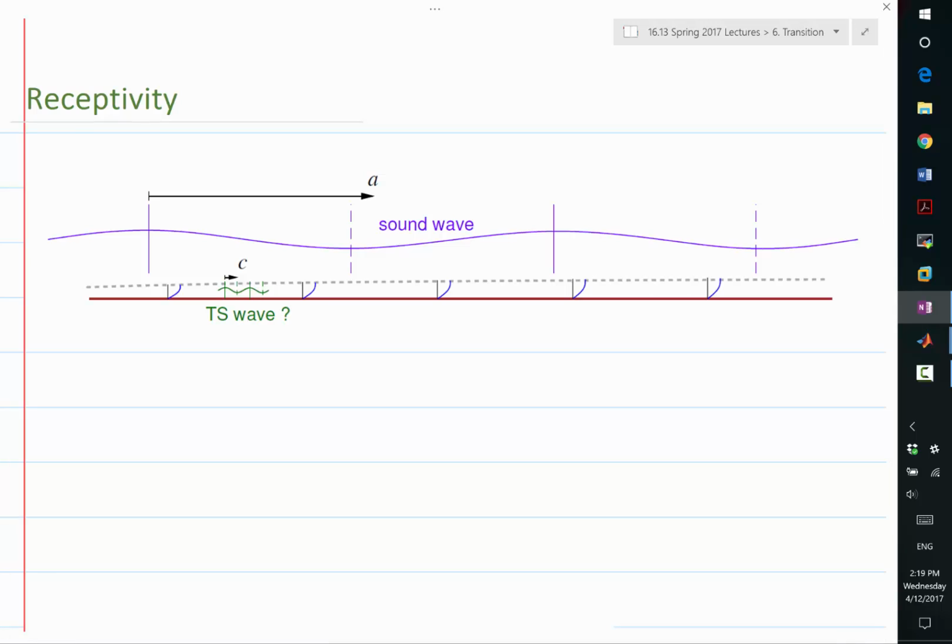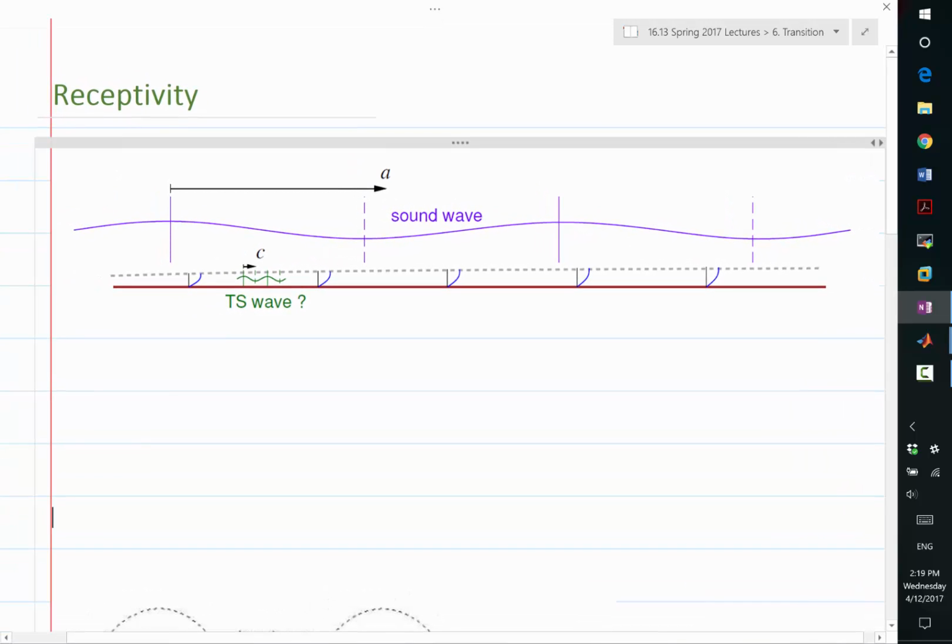After people did the theoretical analysis of the growth of the TS waves, and people actually saw the TS waves in experiments, there was still a very big question: how does the TS wave begin to develop? It is not something you can measure in experiments, just because the TS waves are so low in amplitude in the beginning. So the question of how it first gets into the boundary layer is a big question that nobody knew how to answer.